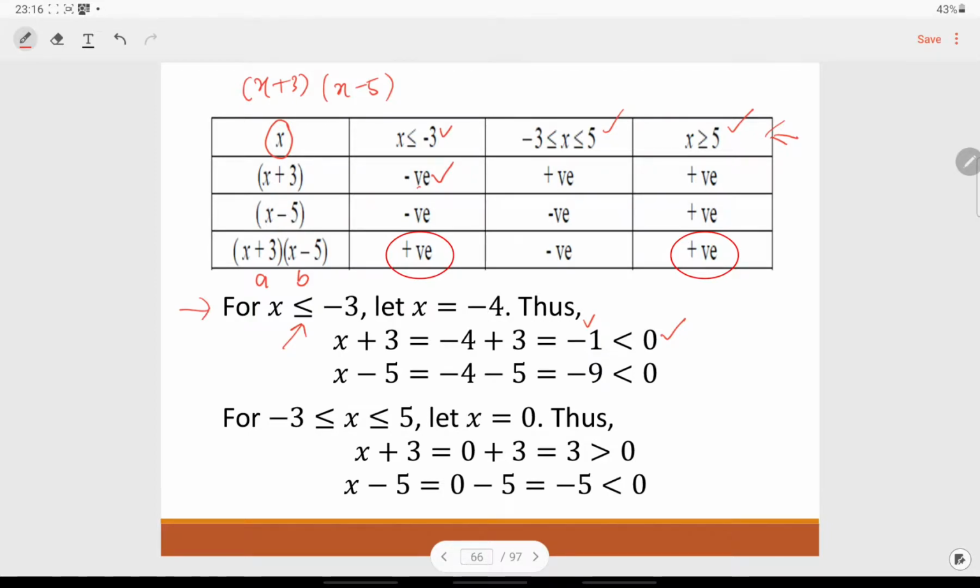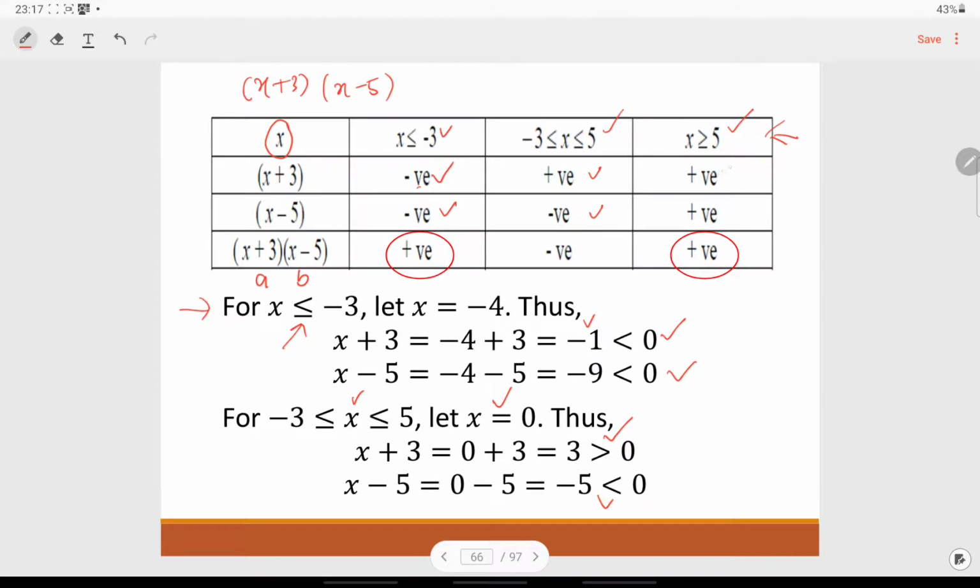Oh sorry, still with x plus 3, but we consider a different case. This time we consider x greater than or equal to negative 3 and less than or equal to 5. We take one value in this range, we take x equal to 0. We substitute into x plus 3 and x minus 5. So for x plus 3, it is positive. For x minus 5, it is negative. So we have positive and negative. Just now we have negative and negative.